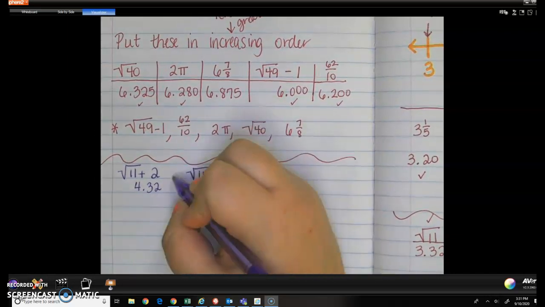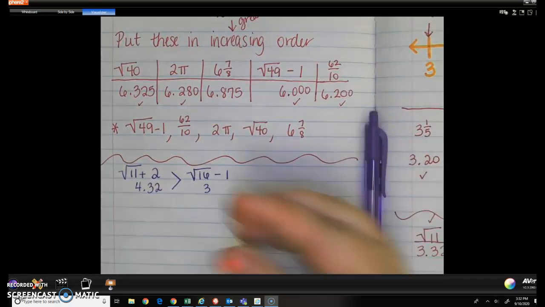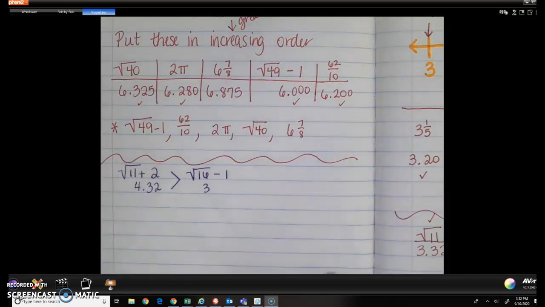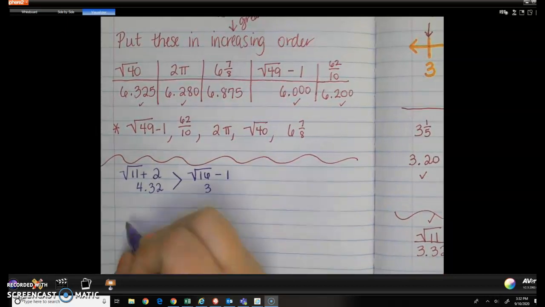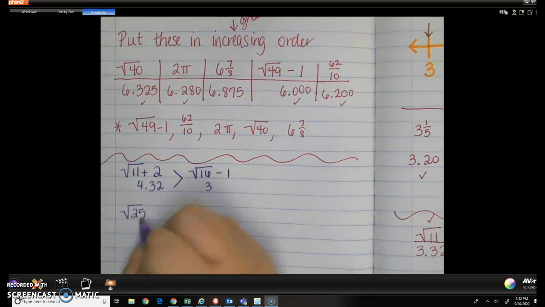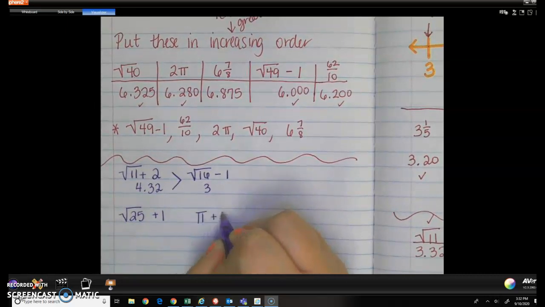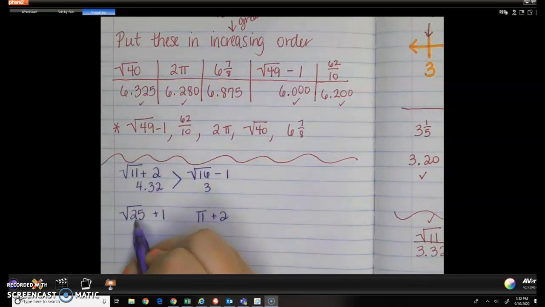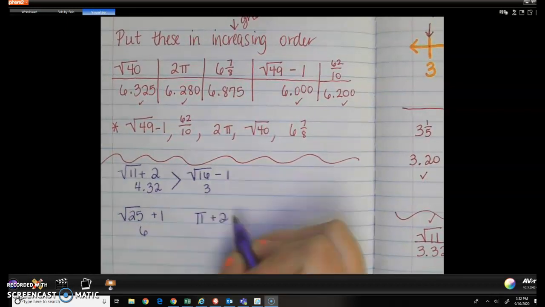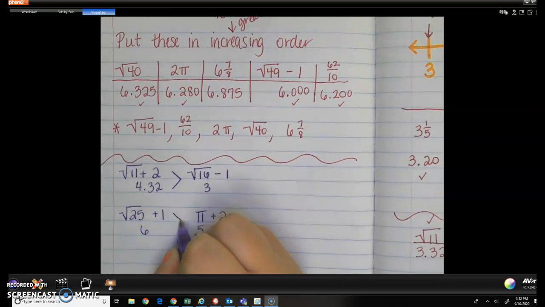So which one is bigger? The left side. I know this is kind of elementary to think of it, but the alligator eats the bigger side. Alright, let's look at another one. So square root of 25 plus 1 and pi plus 2. Square root of 25 is 5, because it's a perfect square. 5 plus 1 is 6. Pi is 3.14 plus 2 is 5.14. Again, my left side was greater than.